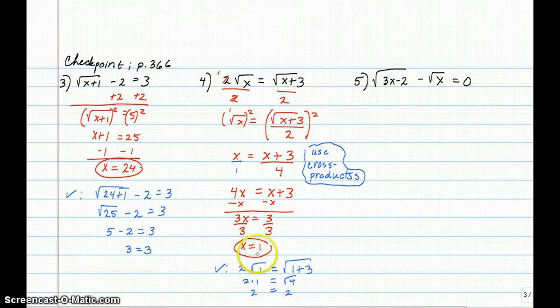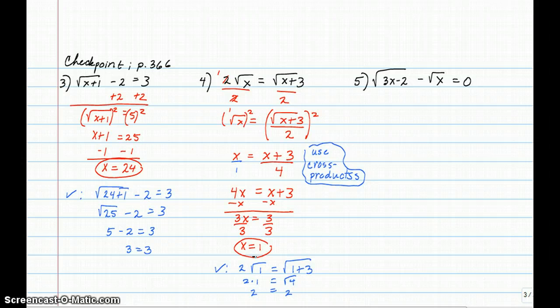Okay, when you check, our x was 1, you substitute that 1 back into the original problem, so it's going to be 2 times the square root of 1 equaling the square root of x plus 3, or 1 plus 3. On the left side, you've got the square root of 1, which is 1, so 2 times 1, which is 2. On the right side, you have the square root of 1 plus 3. You have to do what's inside the radical first. 1 plus 3 is 4. Square root of 4 is 2. 2 does equal 2, so x equals 1 is the correct answer.